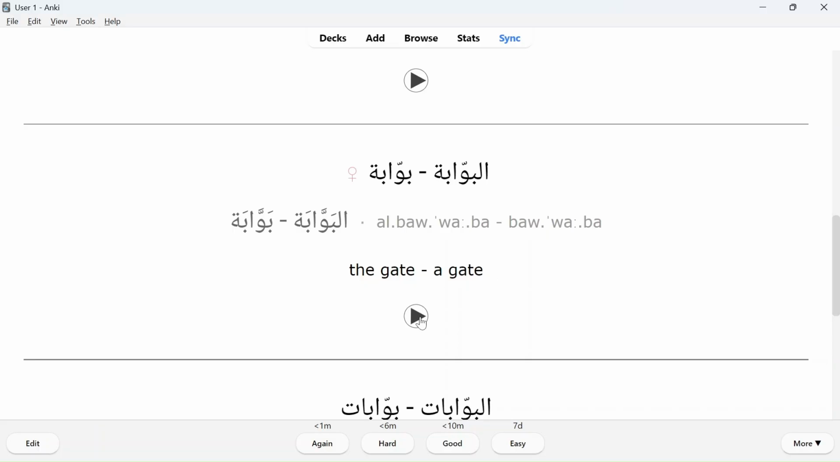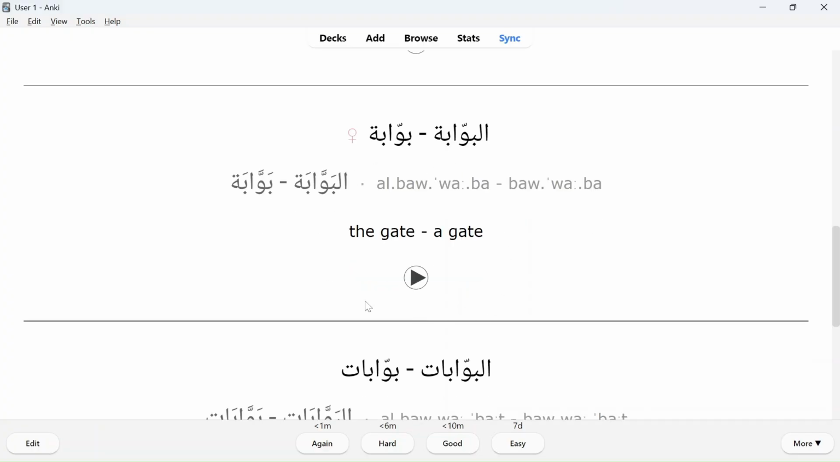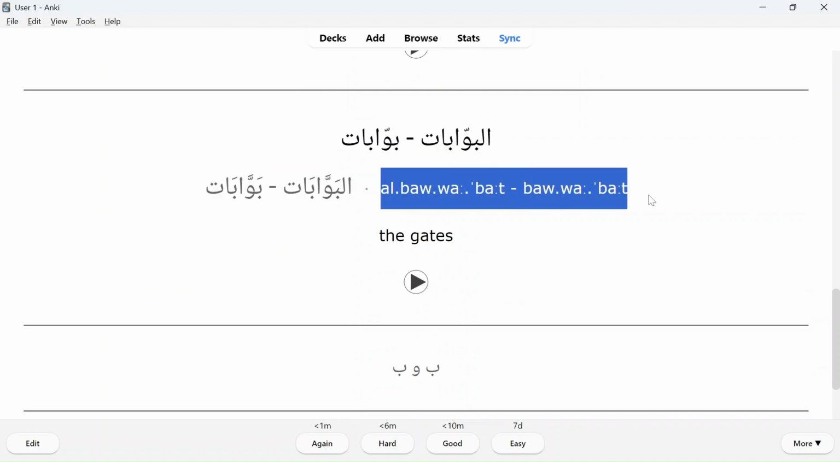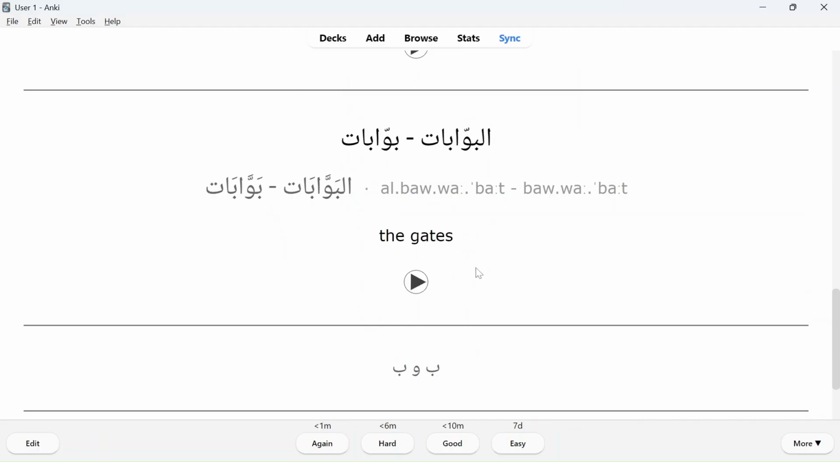And audio. So this was the singular area. And then we have the plural area. Again, definite, indefinite form. Harakat, IPA notation, plural, and audio.